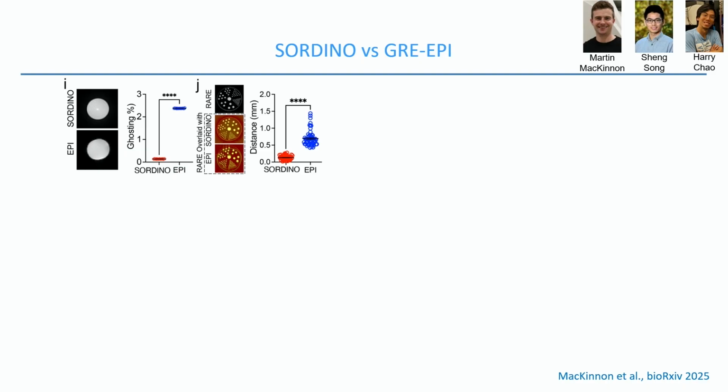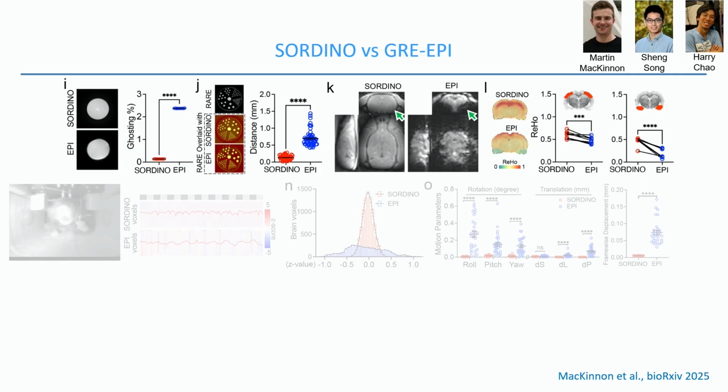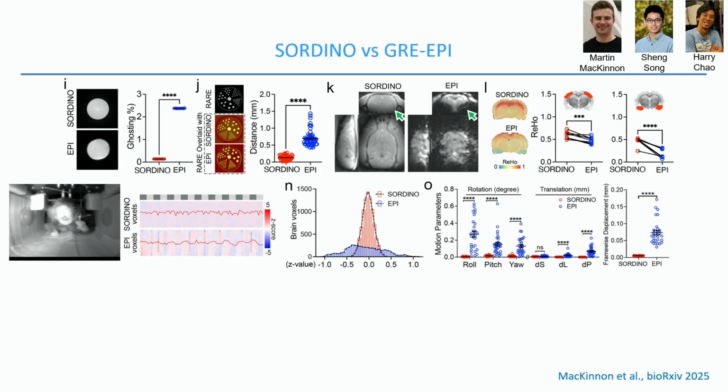The method is pretty much resistant to ghosting artifacts, and it also doesn't have the distortion problem you commonly see in EPI. And more importantly, since this method essentially has no echo time, you don't really suffer from the susceptibility artifact that you commonly see in the rodent brain around the amygdala area, or for example, in humans, you might see that in the frontal cortical region. The method itself is also quite resistant to motion artifacts.